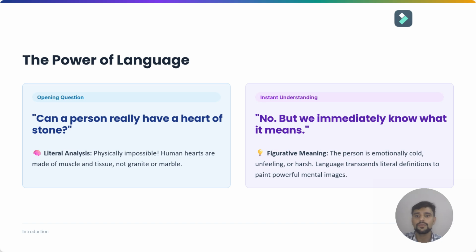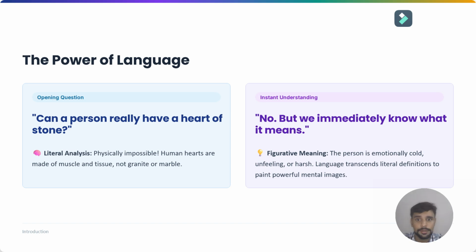Let's begin with a simple question. Can a person really have a heart of stone? If we interpret that sentence literally, the answer is obviously no. A big no. A human heart is made of biological tissue. It is not made of stone. But when someone says he has a heart of stone, we immediately understand something about that person's personality. We understand that the person may be emotionally cold, insensitive, harsh, or unwilling to show compassion.